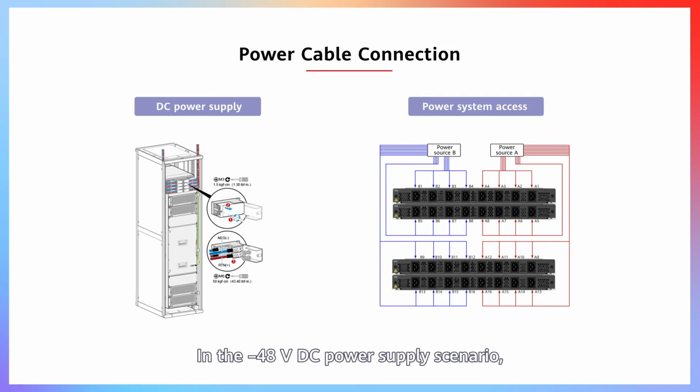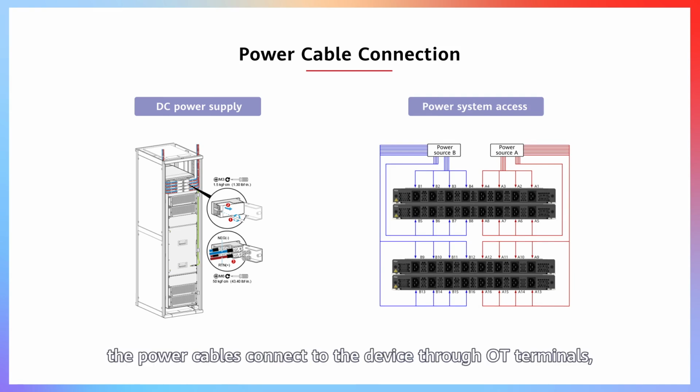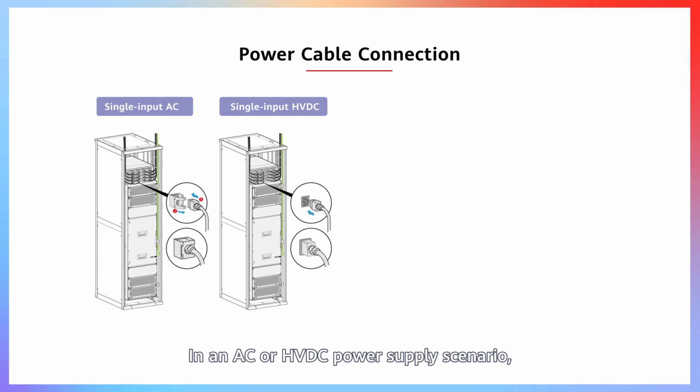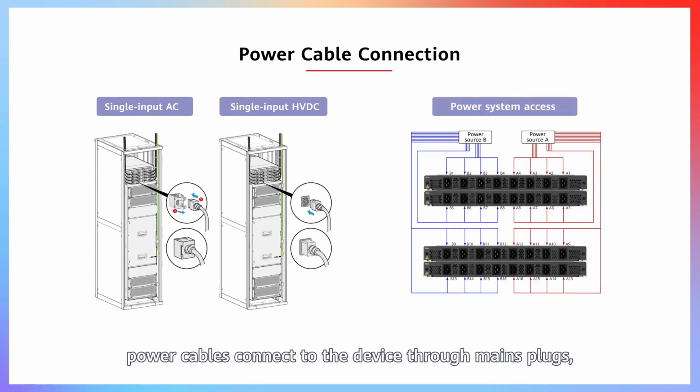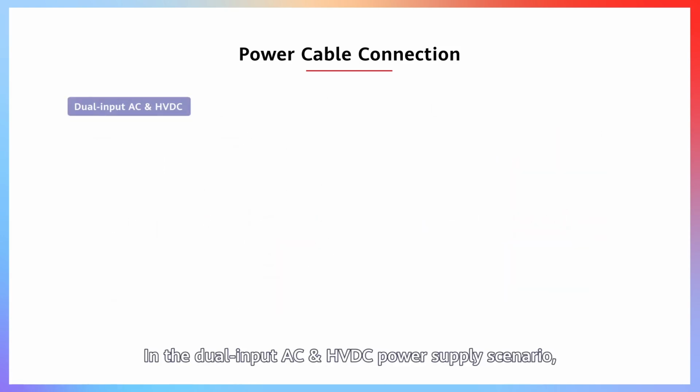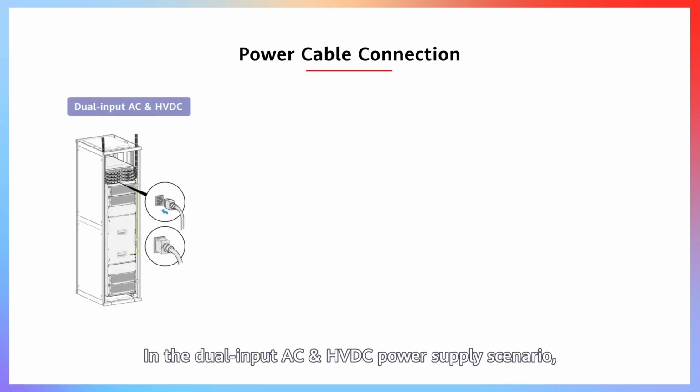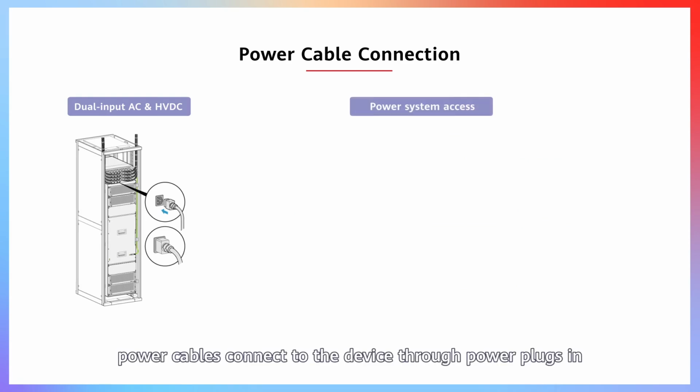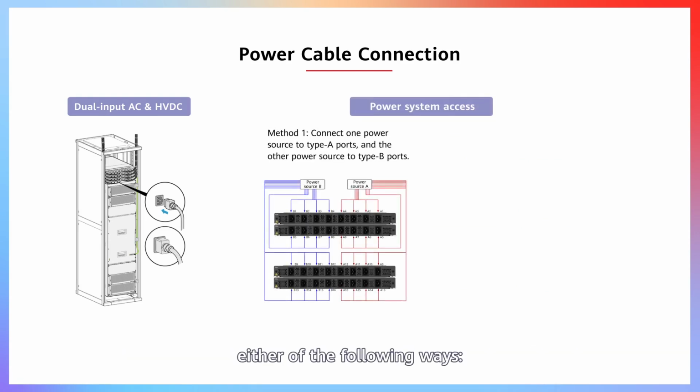In the -48-volt DC power supply scenario, the power cables connect to the device through OT terminals, with power sources A and B for the equipment room connected to PEMs Type A ports and Type B ports, respectively. In an AC or HVDC power supply scenario, power cables connect to the device through mains plugs, with power sources A and B for the equipment room connected to PEMs Type A ports and Type B ports, respectively. In the dual input AC and HVDC power supply scenario, power cables connect to the device through power plugs in either of the following ways.